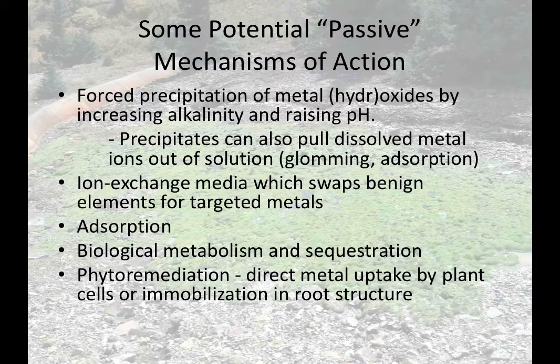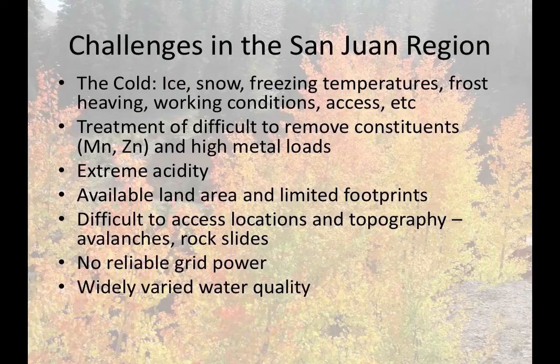So absorption, biological metabolism is sequestering those metals, and then phytoremediation using your plants to try to fix some of that dissolved stuff out of the ground and get it into a woody mass and just stabilize it. But thinking about the challenges in this particular region and how we approach these, you've got the cold, the ice, the snow, freezing temperatures, frost heaving, working conditions. It's incredibly difficult to access. We'll have 20 feet of snow. And you name it up here, and it's just one of the special places on the planet for working with some of the special water on the planet.